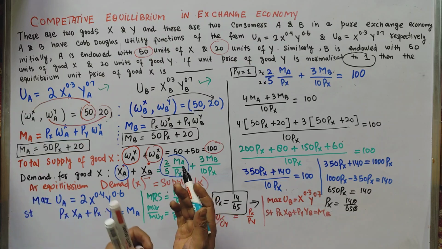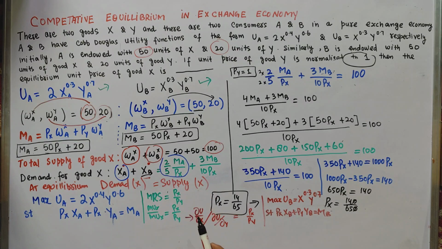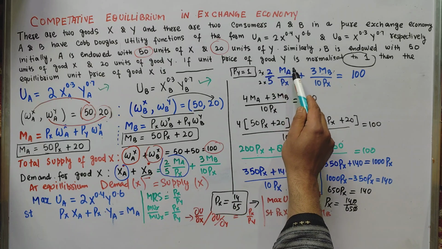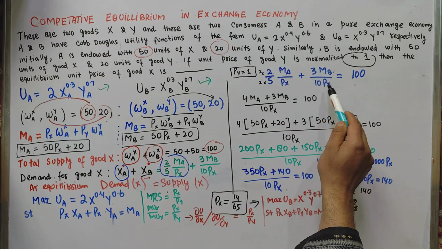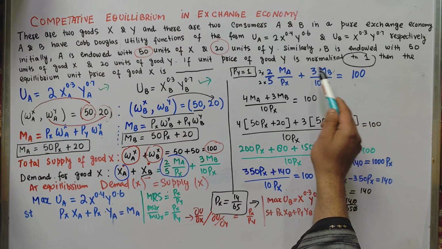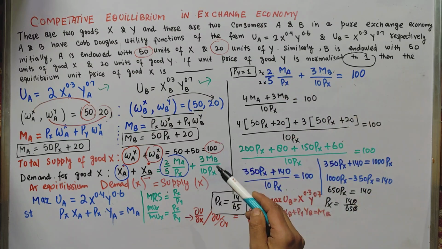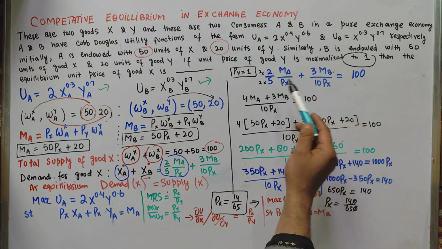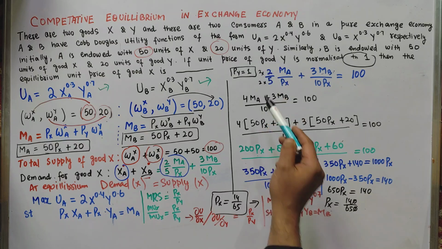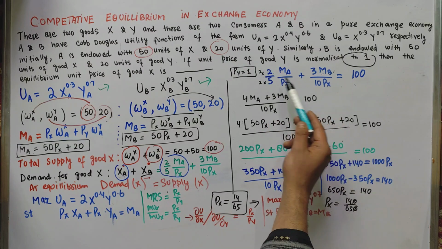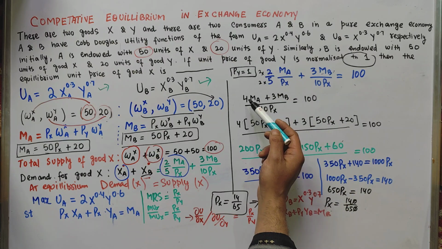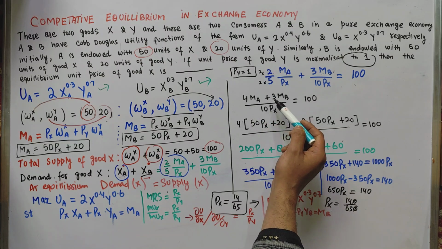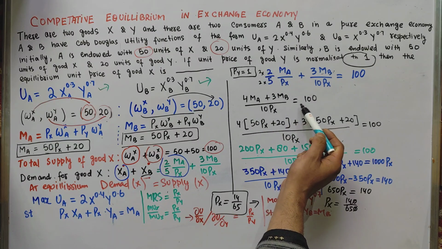At equilibrium, we know that demand for good X will be equal to supply of good X. Demand for good X is 2 upon 5 MA upon PX plus 3 MB divided by 10 PX, and the 100 denotes the supply. Making the denominator the same, multiplying numerator and denominator by 2, we can add the numerators. So it becomes 2 into 2 is 4 MA plus 3 MB upon 10 PX is equal to 100.